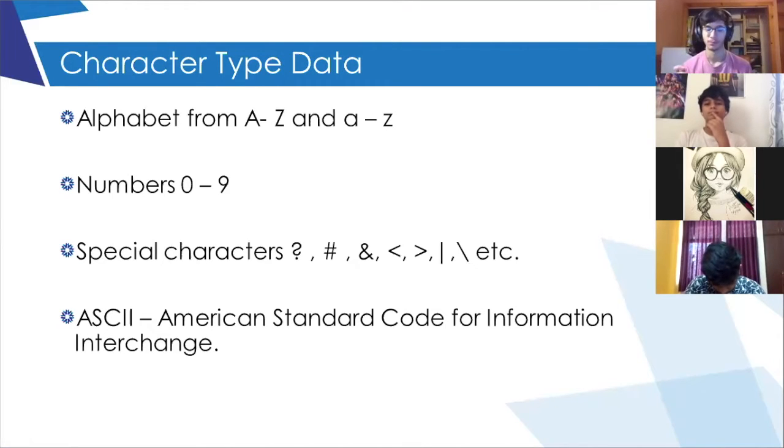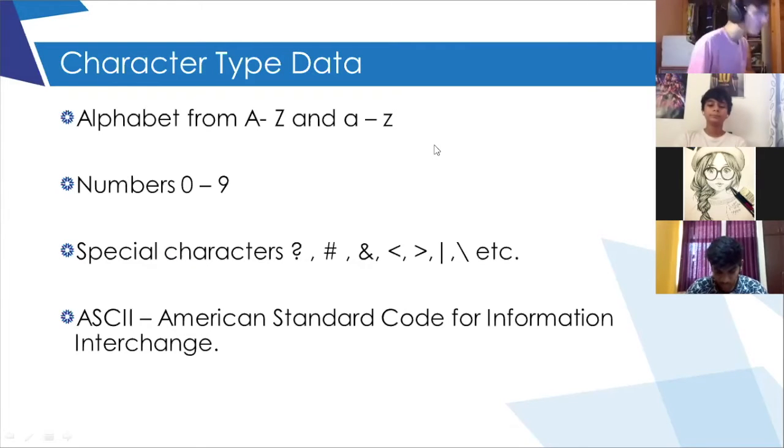Now, a character can be only a single thing from any of these. Character is a single code. You cannot have multiple alphabets together written in a single quote. In single quotes, you cannot write A, B, C. This is not allowed. This is not a character. Character means one letter only. It can be a numeral, an alphabet, a special character, anything, depending upon your requirement of the program.